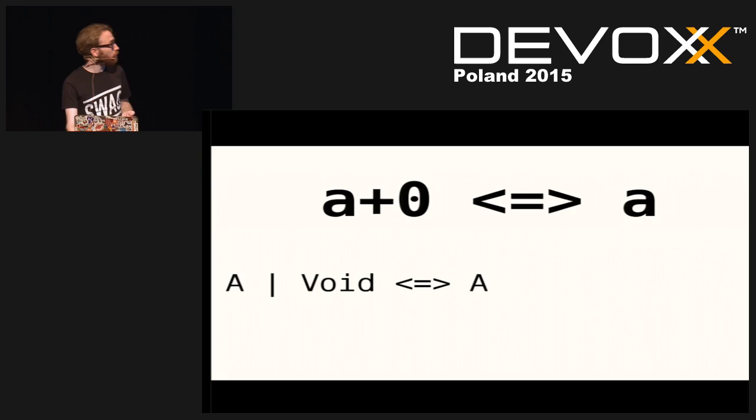So if you think about it in terms of a plus 0 equals a, and if you get either a or void, then you will always have a because you can't construct any value of void. So it can be useful to think about types in this way because it's much more familiar to us, like plus and times. I've been dealing with that for years, much longer than with types.